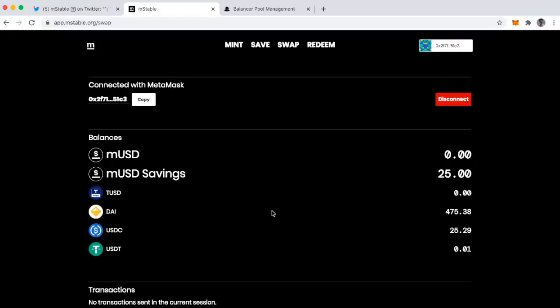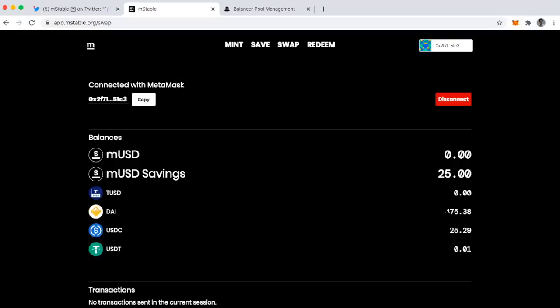So today I'm going to show you how to use a new application called mStable. mStable allows you to mint mUSD, a stable coin that is essentially a basket of other stable coins. So we've got TrueUSD, DAI, USDC, and Tether. Keep in mind what you're looking at here is my own dashboard.